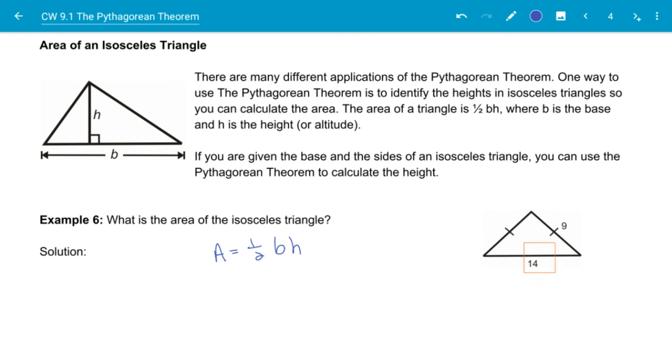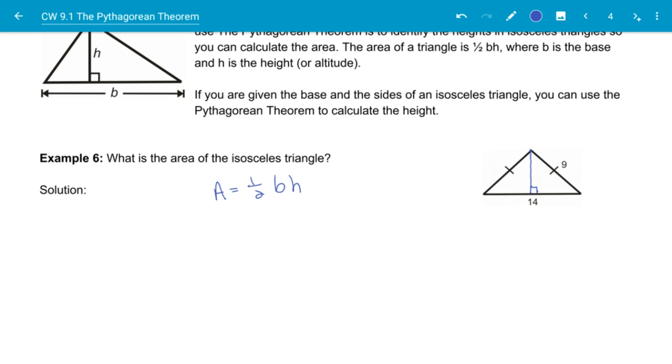But if it's an isosceles triangle, this may not be a right triangle there. But anyways, when we drop that line down perpendicular to the side of an isosceles, it forms two congruent triangles. Okay. So we know we have two congruent triangles, and it also splits this side in half. So this would be 7 and this would be 7 because it splits it in half there. So we'll make that 7.